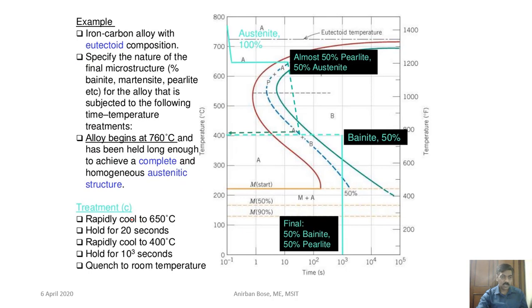Another problem, suppose you rapidly cool to 650 degrees centigrade, then hold for 20 seconds. You can see this is 10, this is 20 seconds. And rapidly cool to 400 degrees centigrade here. You remember, at this position what is there? 50% of the austenite will be converted into pearlite, and the remaining 50% austenite is still there, that has not yet been transformed.